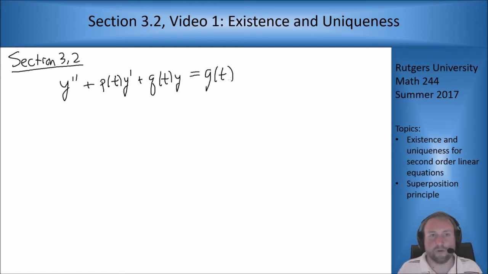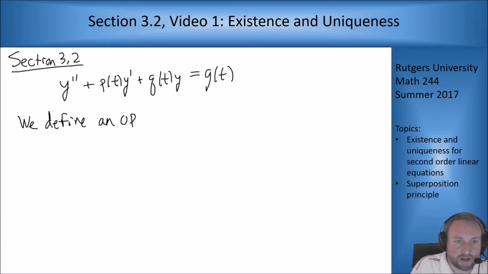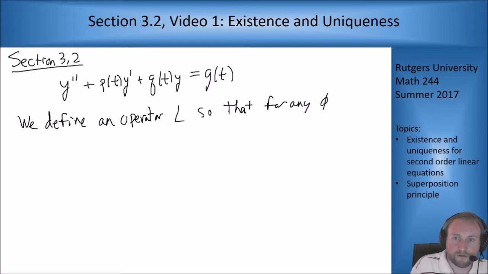Now for some of the stuff that we're going to do in this video, some notation is going to be helpful. So we're going to define an operator L, for linear, that's going to let us write this in a nicer form. I'm not going to say more about what that word means. We define L so that for any function phi of t, L applied to phi is another function of t.